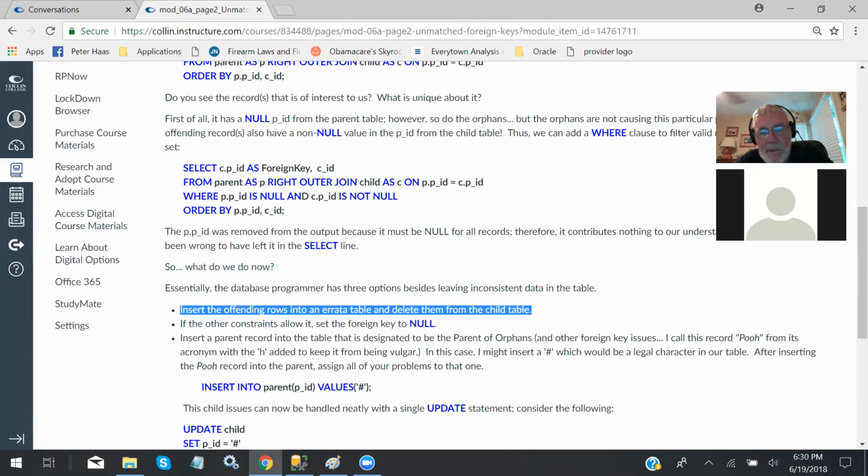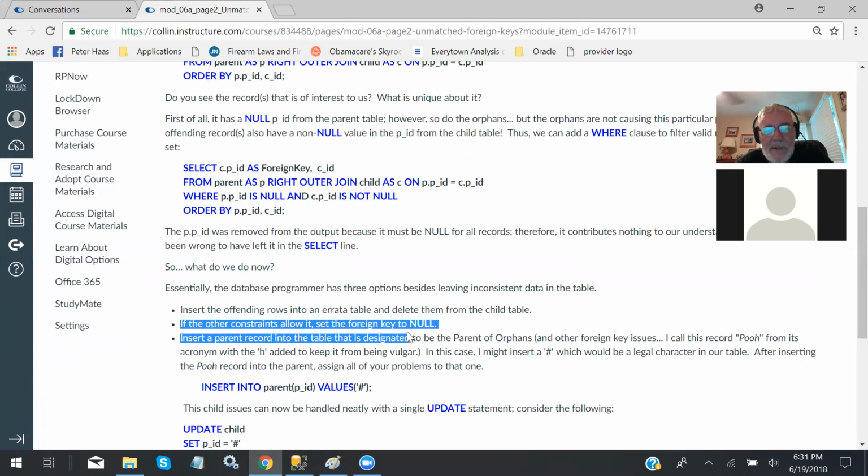I usually put them into some other table. I usually don't just throw them away because they're there for a reason. I'll usually put them into some table where they're not causing me any problem. Okay? If other constraints allow it, you can set the foreign key to null. So instead of 999, it could be null.